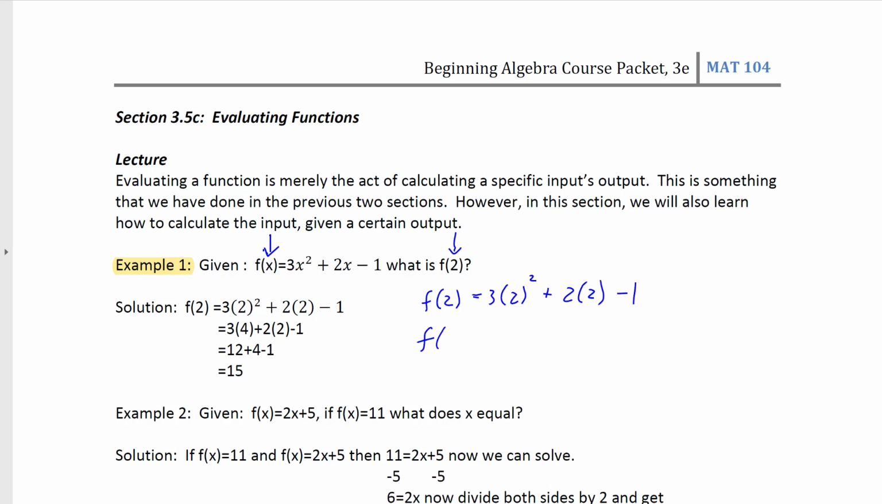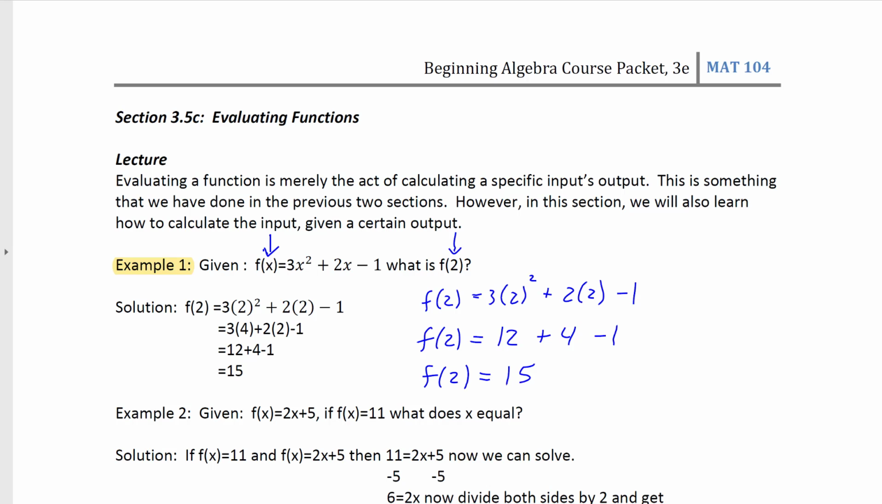We can go through and do the math. F of 2 equals, we're going to end up with 2 to the second power is 4 times 3 is 12. We're going to have 2 times 2 is 4. And then we still have the minus 1 over here. So we end up with f of 2 is equal to 15. 12 plus 4 is 16, minus 1 is 15.